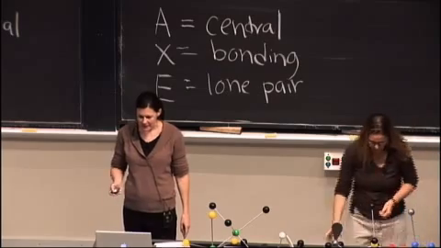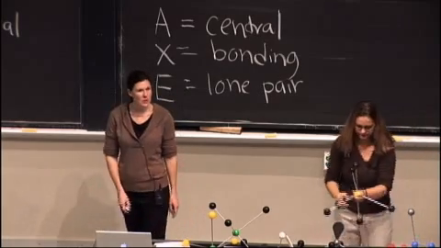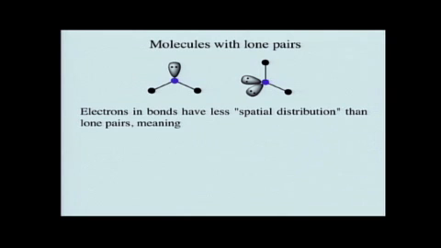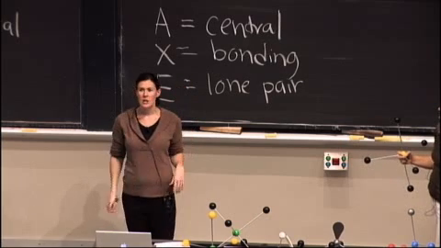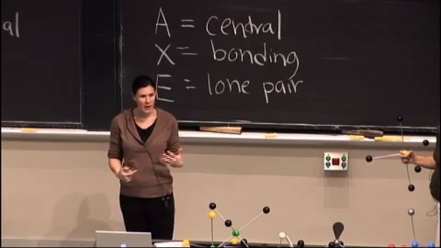All right, so there's our set of examples, one for each of those shapes or geometries that have no lone pairs. And now let's think a little bit about once we do have molecules with lone pairs. The biggest point to keep in mind when we're comparing lone pair electrons with bonding electrons, or electrons in bonds, is that electrons in bonds have less spatial distribution than lone pairs. That's just a way of saying that electrons in bonds take up less space. So lone pair electrons take up more space, and this means they're going to experience more repulsion, either with other lone pair electrons or with bonding electrons.